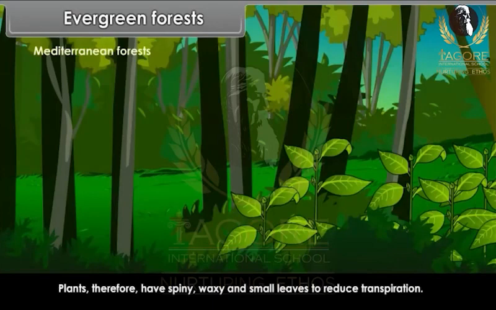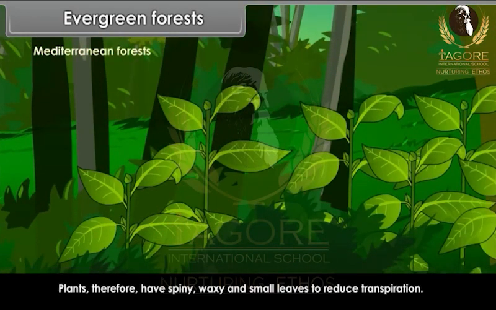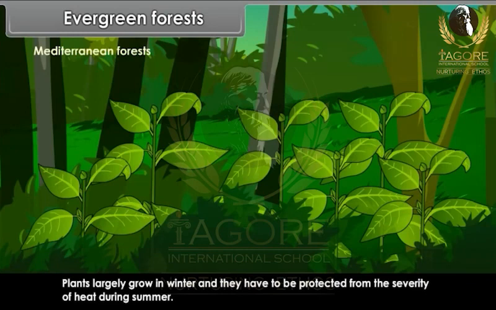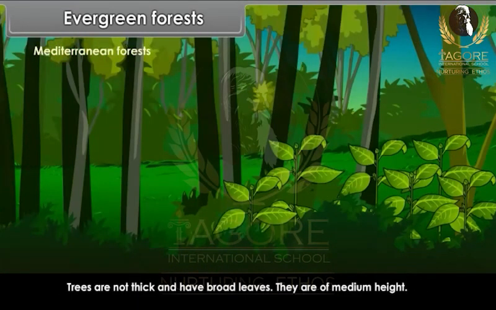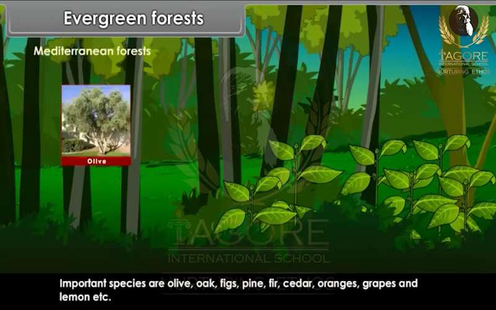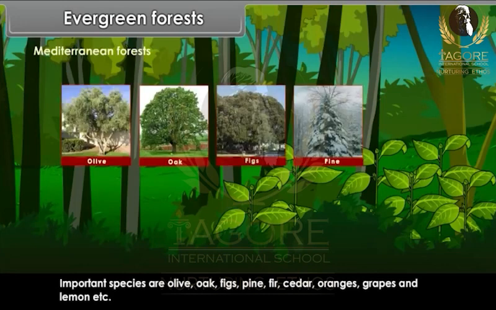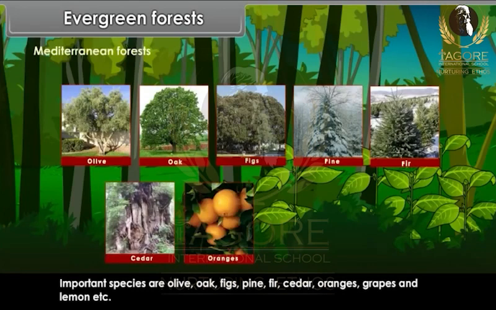Plants therefore have spiny, waxy and small leaves to reduce transpiration. Plants largely grow in winter and they have to be protected from the severity of heat during summer. Trees are not thick and have broad leaves. They are of medium height. Important species are olive, oak, figs, pine, fir, cedar, oranges, grapes and lemon, etc.